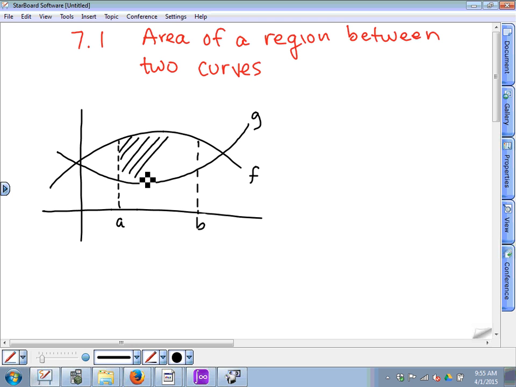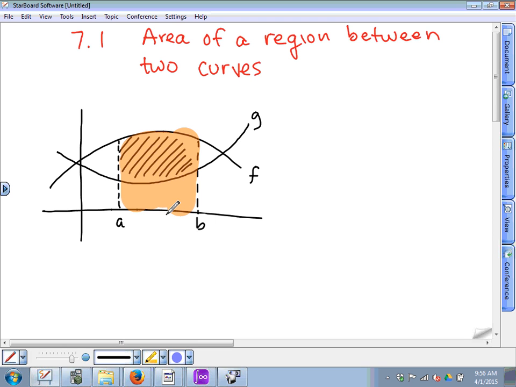So if we're trying to find this area right here, that would be the area between two curves. Now Danny had a pretty good idea, and she's absolutely right. Let me do this in some different colors here. So guys, the area underneath F itself would be from F all the way down to the x-axis. This would be the area under F. You guys agree? Yes, sir.